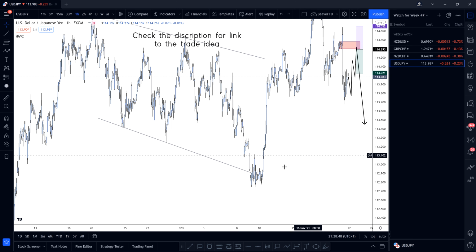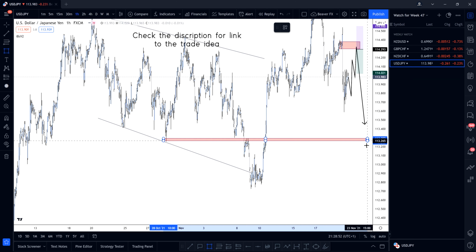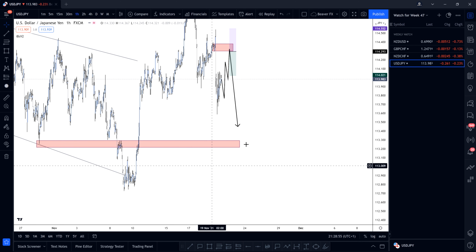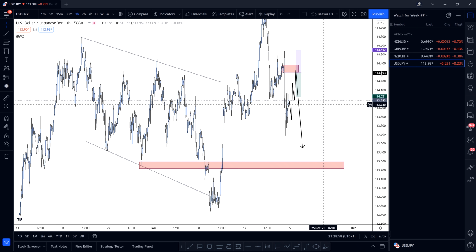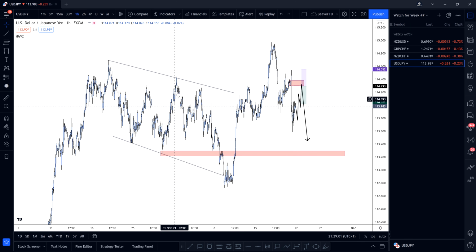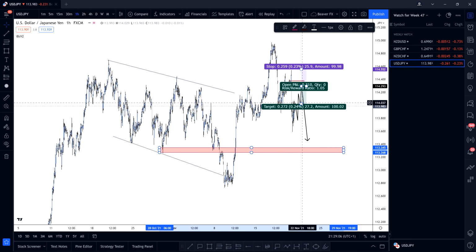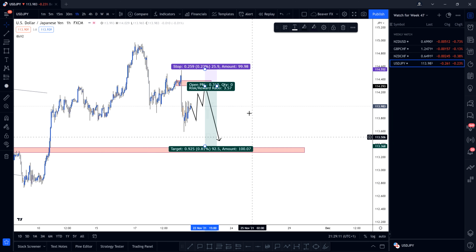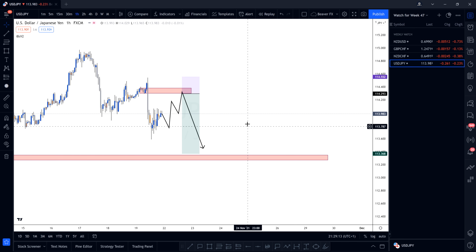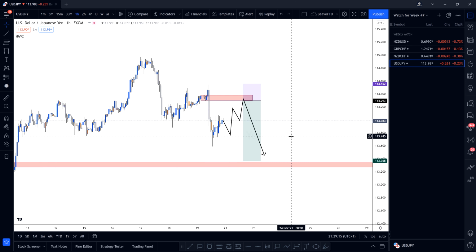So at this point, I'll be expecting the market to come down to at least this point. After breaking this previous high, we're expecting a retest back to this zone. We have our targets around here, and I'll be able to make some profits in the markets.